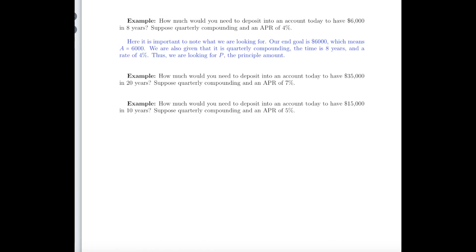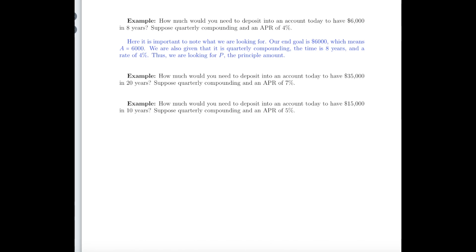So our end goal, I'll read this to y'all. Here it is important to note what we are looking for. Our end goal is $6,000, which means A equals $6,000. We are also given that it's quarterly compounding, the time is 8 years, and a rate of 4%. Thus, we're looking for P, the principal amount. So that changes our formula a little bit.